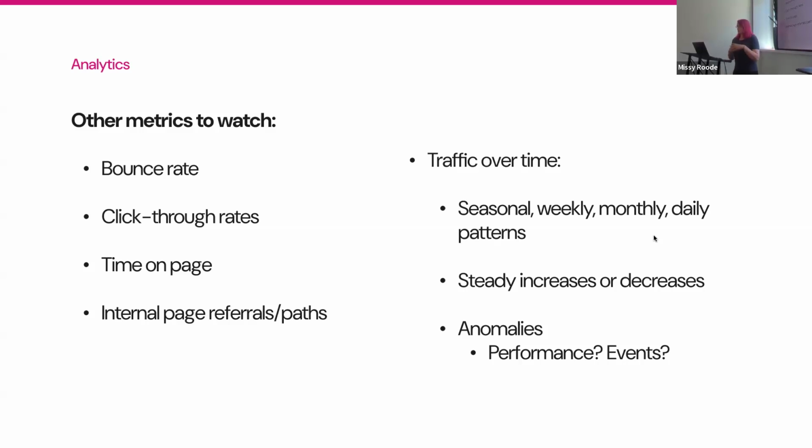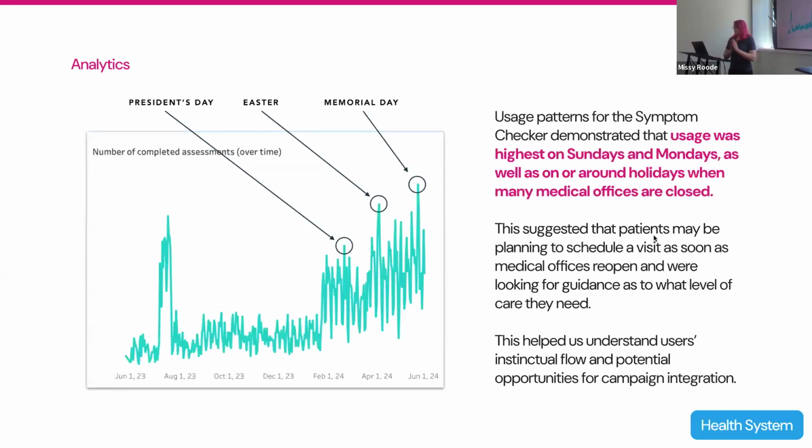Then we also have traffic over time. We want to see patterns that are seasonal, weekly, monthly, daily. If you have a steady increase or decrease, you want to try to understand the reasons for that, and anomalies. So when you see those weird spikes in the data over time, you want to understand why that is happening. Is this just a fluke? Did it drop because there was an outage or something like that? You want to understand what the reason is, or whether there is another thing driving that spike.